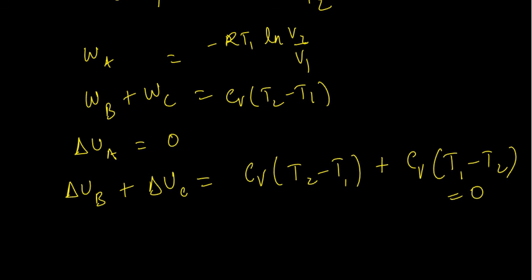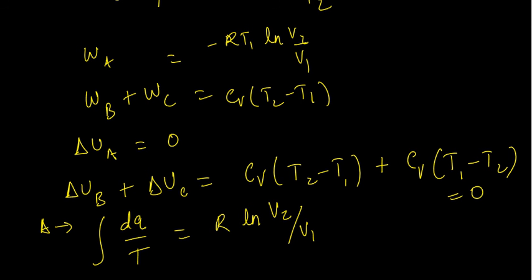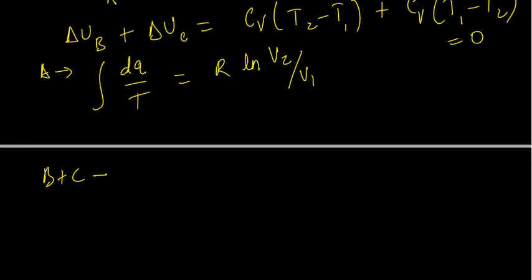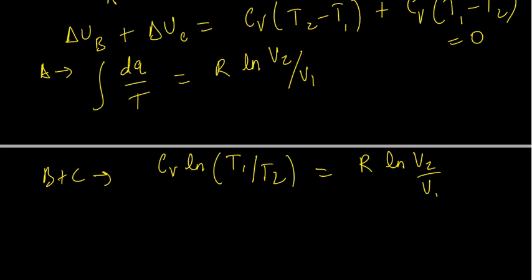What I'm trying to introduce now is this function which we have written over here, dq by T, which in case of path A was R ln V2 by V1, and in case of B plus C comes out to be, B was 0 anyway, CV ln T1 by T2, which is equal to R ln V2 by V1 for the ideal gas, right?